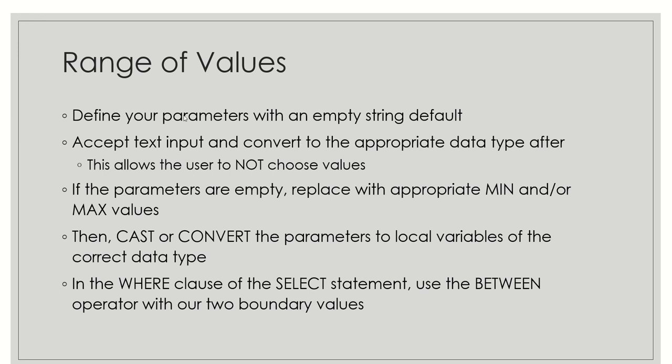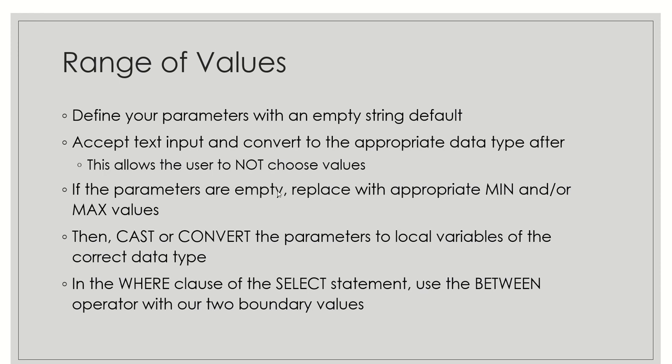Now, our goal here is to make this thing as flexible as possible. And we want to allow the users to leave it empty, but we don't want to have them pass null. So the way around this is we're going to accept the input as text, and then we're going to convert to the appropriate data type after. So this would allow the user to not choose values, because if you're entering something like a number or a date, you can't pass an empty string there. It doesn't work. So we're going to pass it as a string, and then we're going to convert it to a number or a date later when we need to.